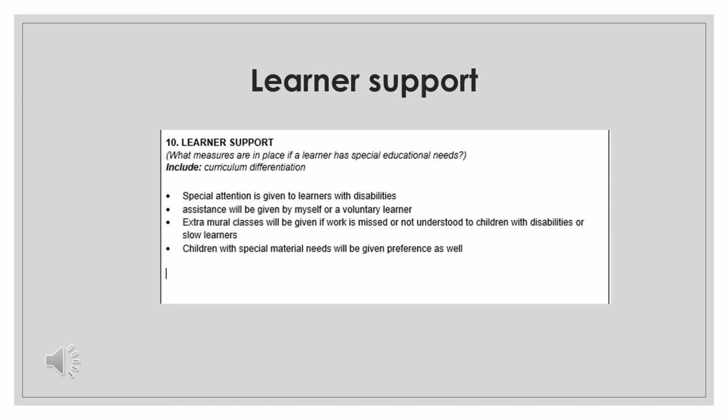Within my classroom, these are the learner supports that I offer. Special attention is given to learners with disabilities. Assistance will be given by myself or a voluntary learner. Extramural classes will be given if work is missed or not understood by the children with disabilities or slow learners. Children with special material needs will be given preference first as well. These learners will feel included in my classroom and they will not be dealt with differently from others.